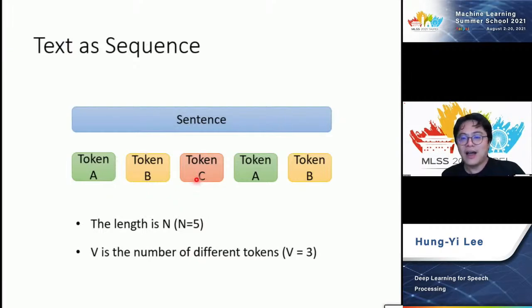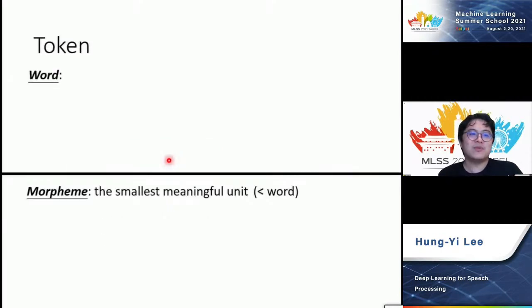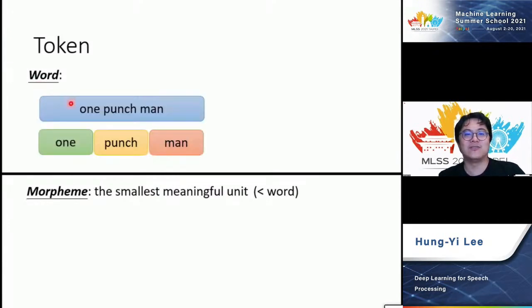This is very simple. However, what is a token here? There are many different ways to define what a token is. For English, a very intuitive way is to consider a word as a token. So the sentence "One Punch Man" can be separated into 3 tokens. Each word separated by a space is 1 token. But the problem here is if we consider a word as a token, in English, the number of tokens will be very, very large.